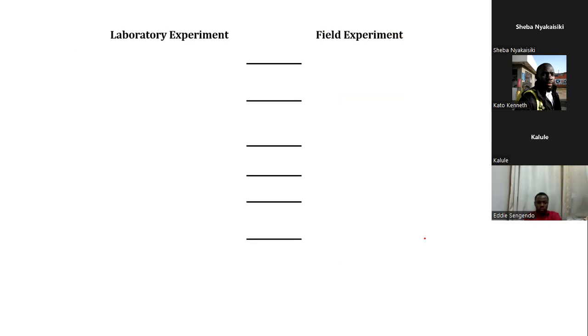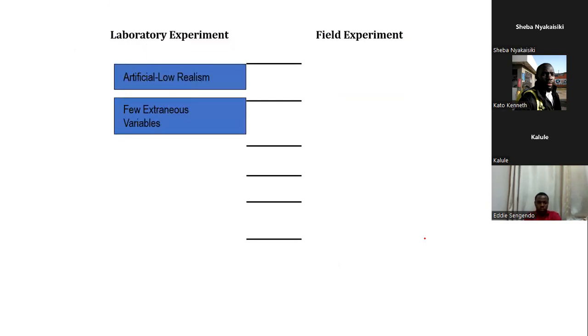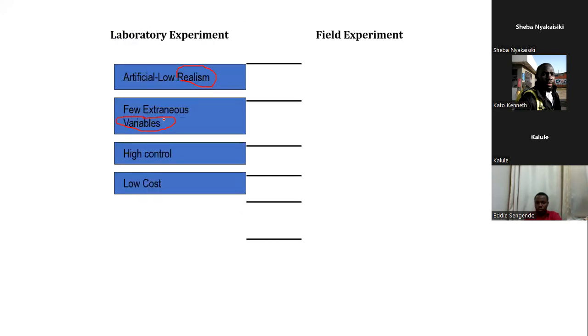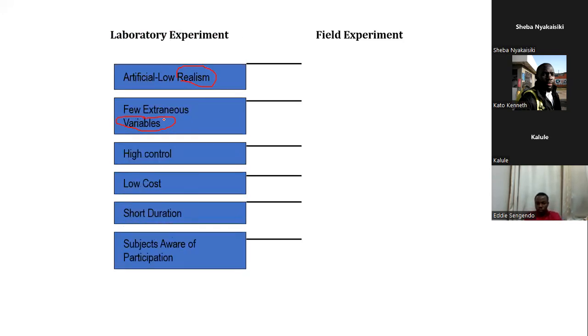Now, as I said earlier, you can have either a laboratory experiment or a field experiment. With a laboratory experiment, you have low realism. That means the reality is highly controlled. Secondly, those interfering variables are also fewer. So there's high control and there's low cost. And it's also for short durations. Participants are normally aware of what is going on.